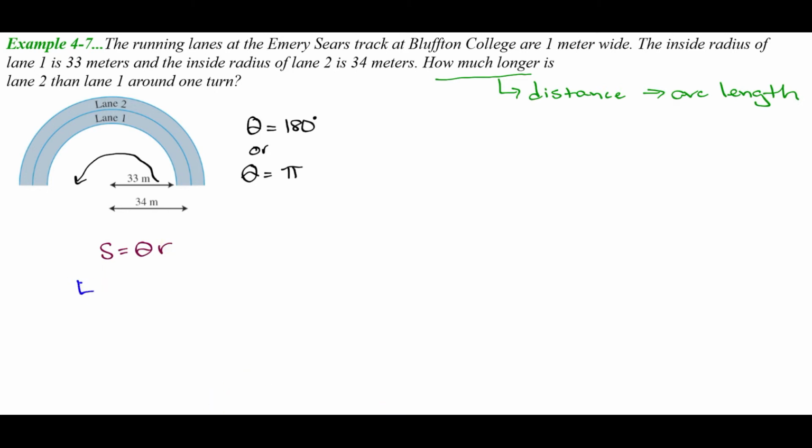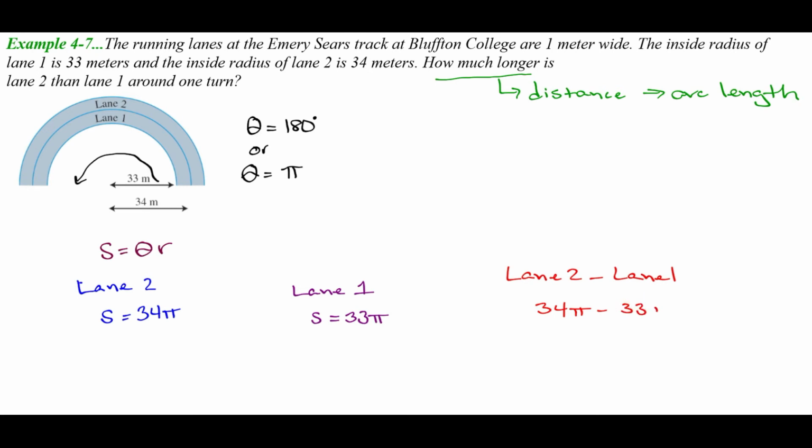So if we do lane 2, my arc length is going to be 34 pi. My arc length for lane 1 is going to be 33 pi. And how much longer? So we're going to have to subtract them. If we just do lane 2 minus lane 1, we get 34 pi minus 33 pi, which is just 1 pi, or about 3.14 meters.